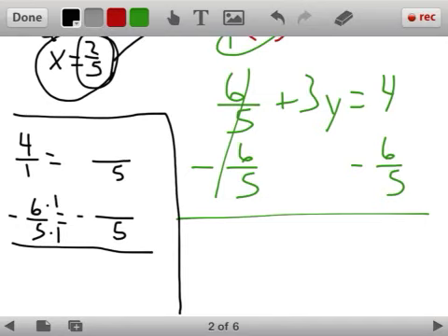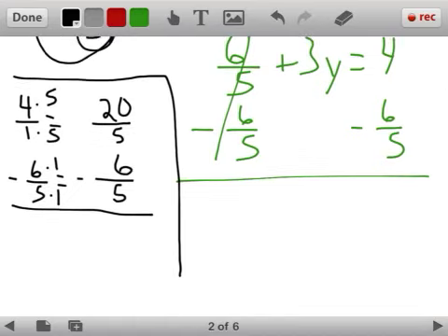And the way I go from 5 to 5 is I'm going to multiply 5 times 1, and that gives me 5. So that means I multiply the numerator times 1. 6 times 1 is 6. So that didn't change at all. Now the way I go from 1 to 5 is I'm going to have to multiply times 5. So that means I multiply the numerator times 5. 4 times 5 equals 20. So I've got 20 over 5 minus 6 over 5. And I'm going to keep my common denominator.